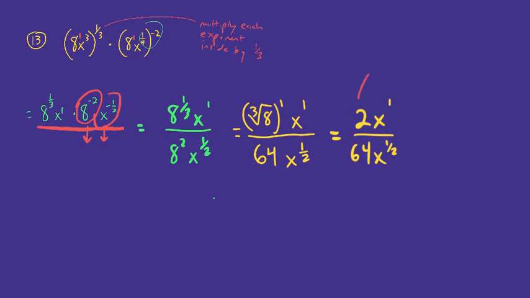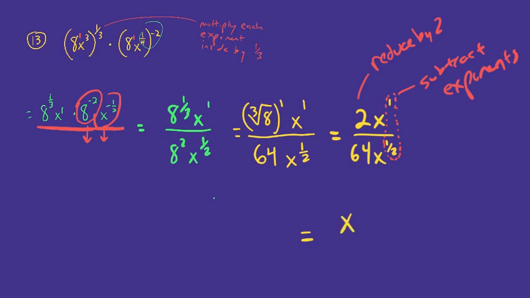And then a couple things we could do. Reduce by 2. And then also with these x's on top and bottom, we can go ahead and subtract the exponents. So 2 reduced by 2 is 1. So we've got x. If you take 1 minus a half, 1 minus a half is just a half.